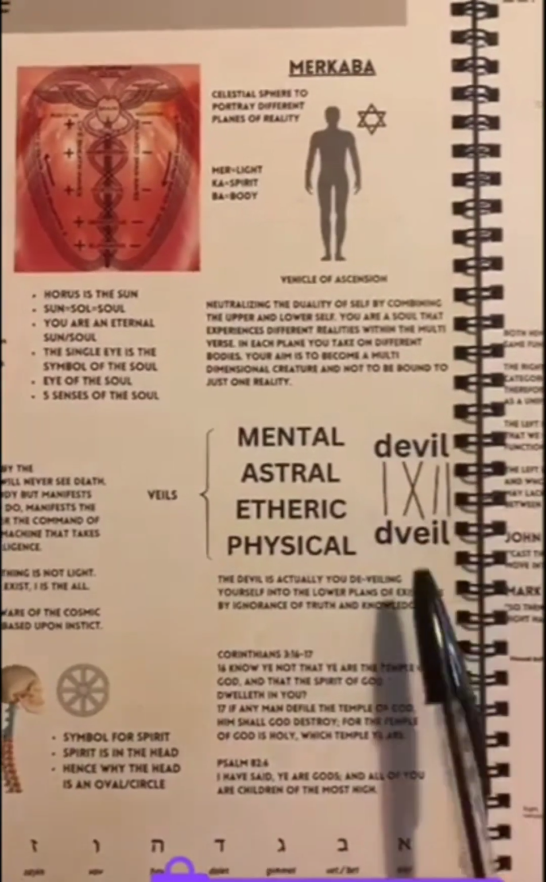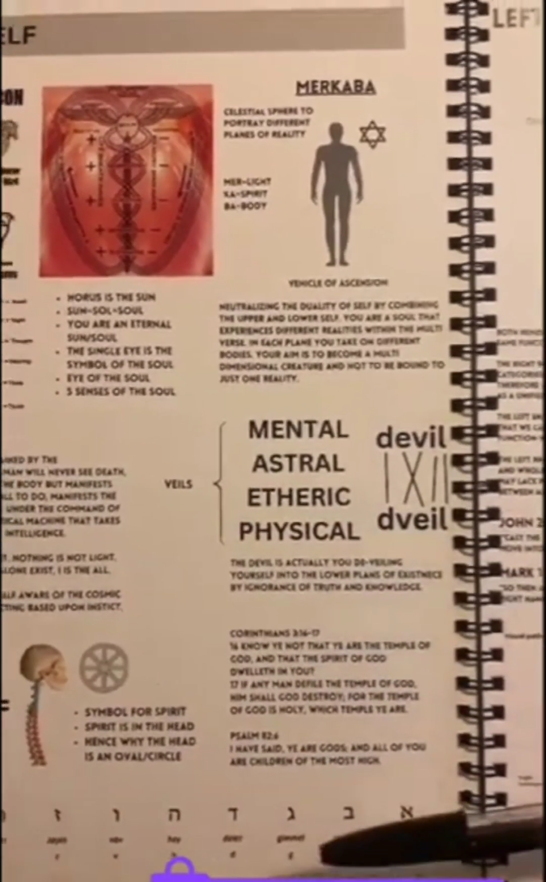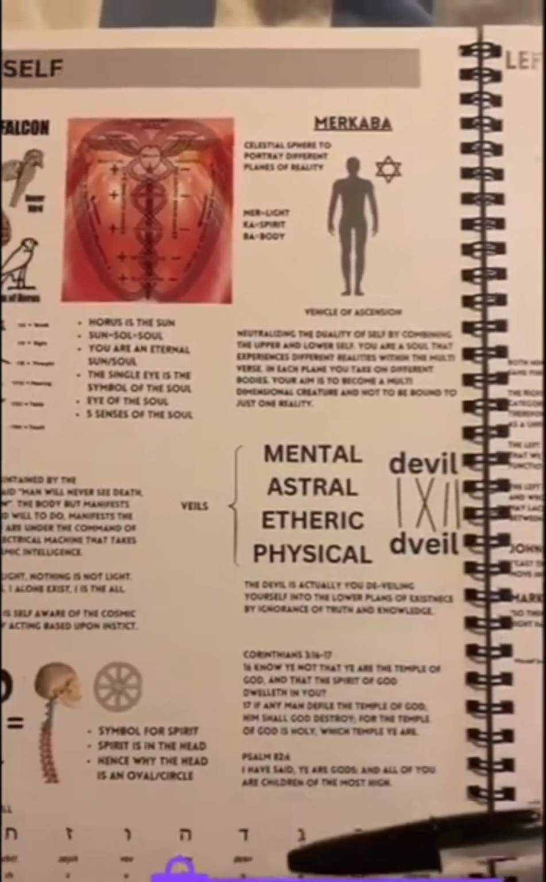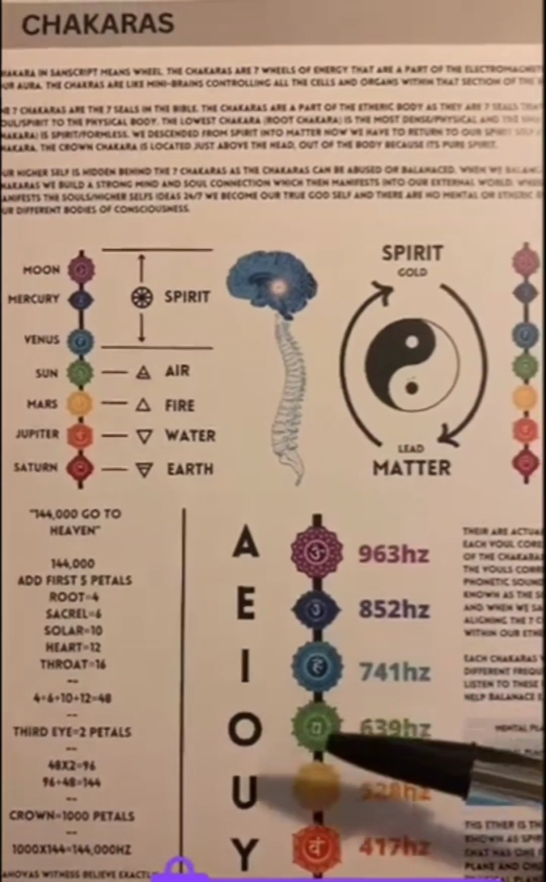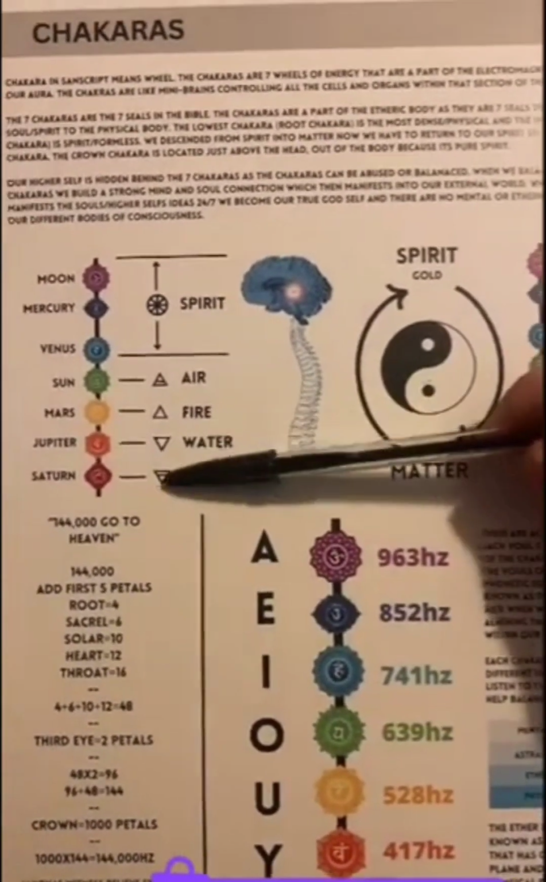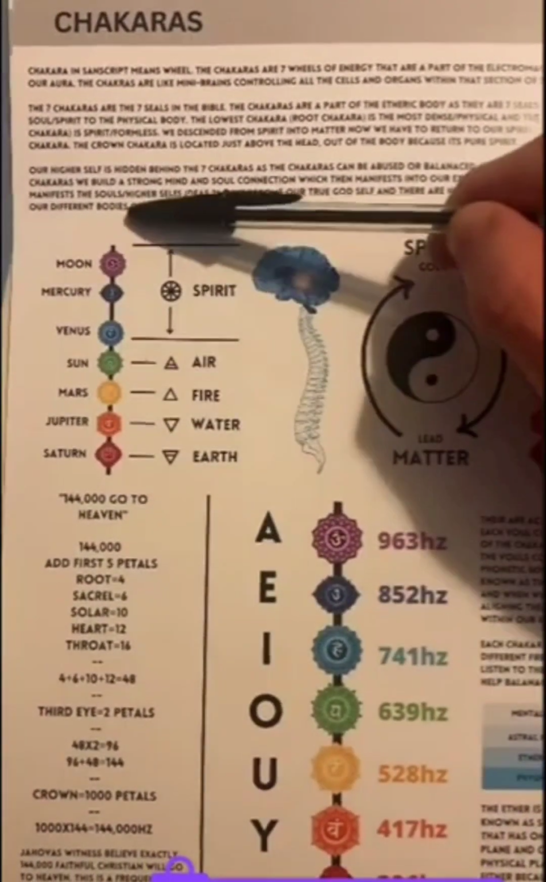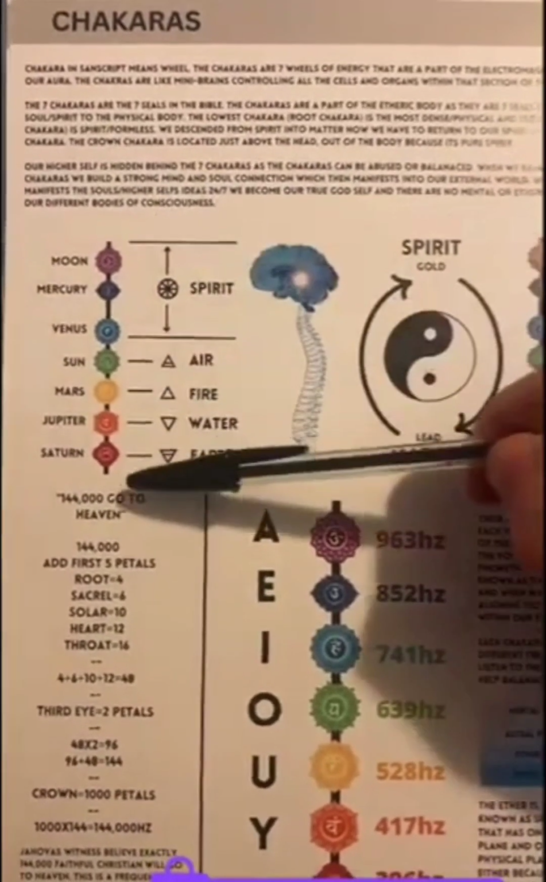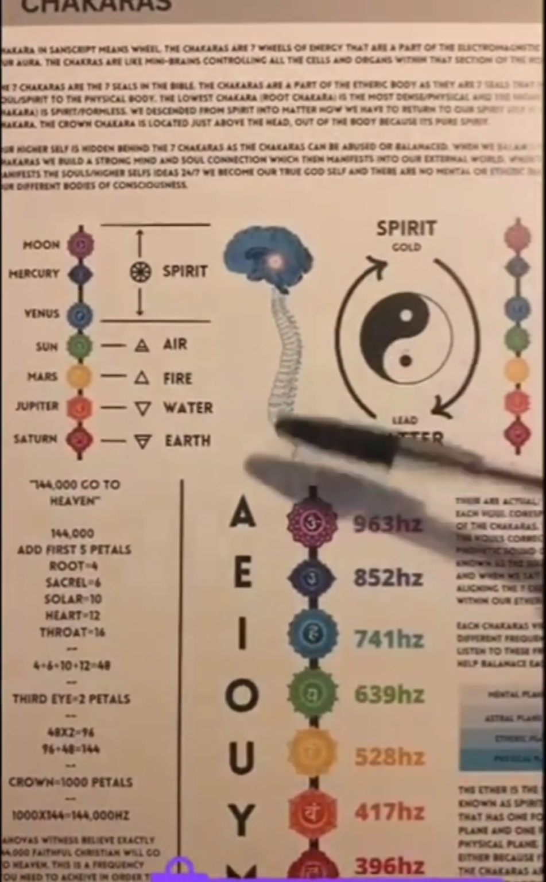The devil is the deveil. You deveil yourself by having these mental addictions to the worldly things. The soul luring system is inside of you. You have to deveil yourself out of the 7 seals in the Bible. The 7 seals are the 7 chakras because they seal your true self.